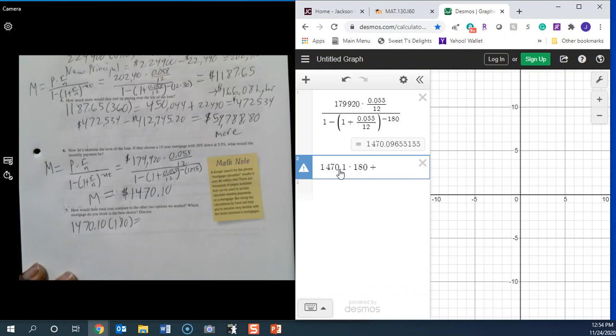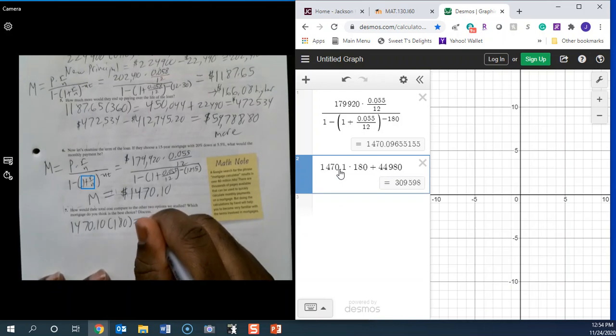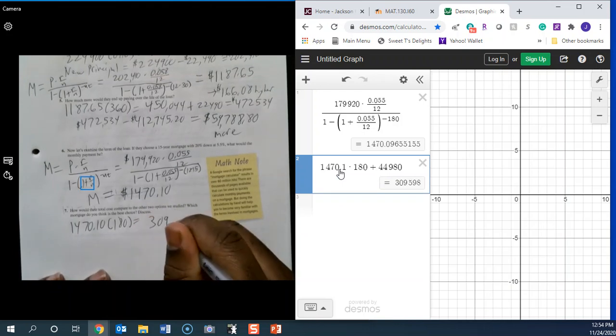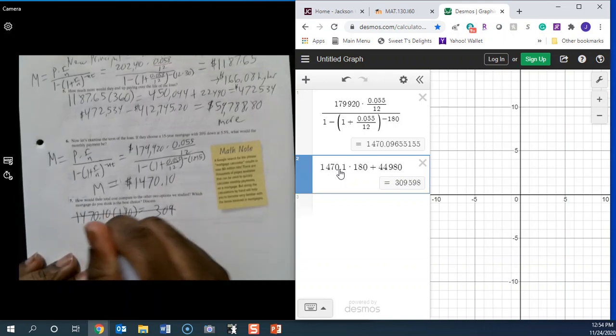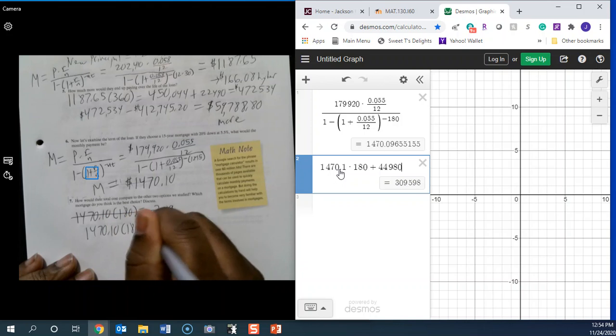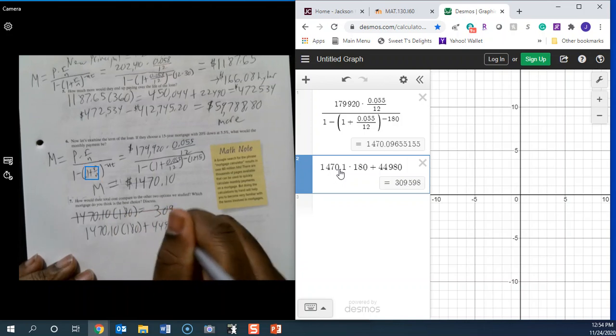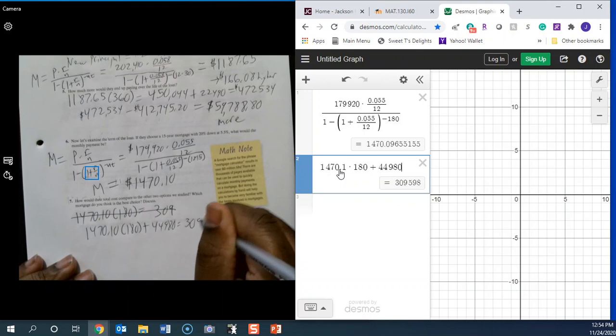Remember, our down payment, what's that? 44,000, I think. Our down payment is listed back on page 257, problem 17, which was $44,980. So it's supposed to be 1470.10 times 180 plus the 44,980, which will give us $309,598.